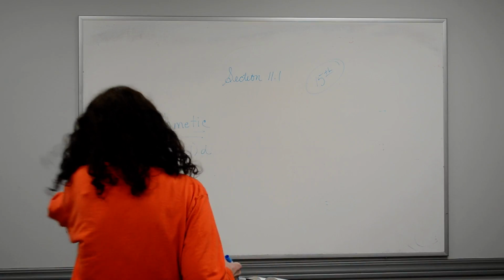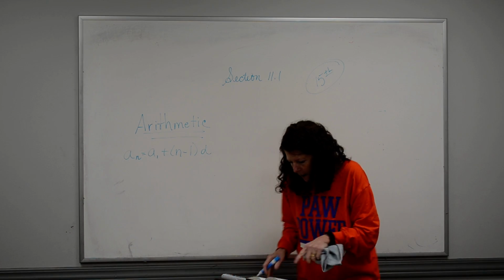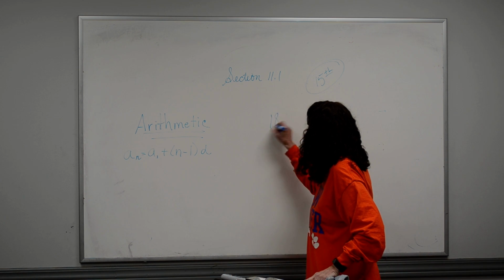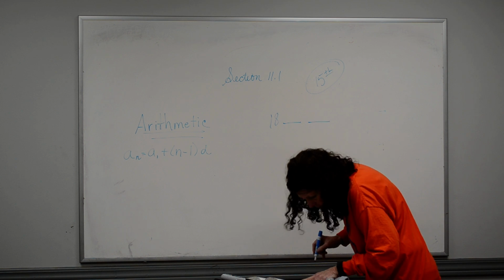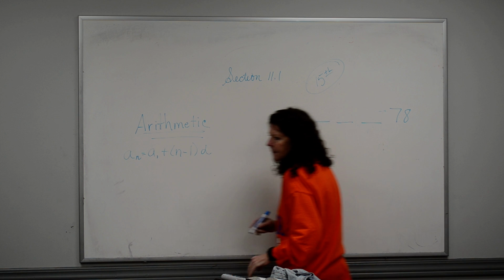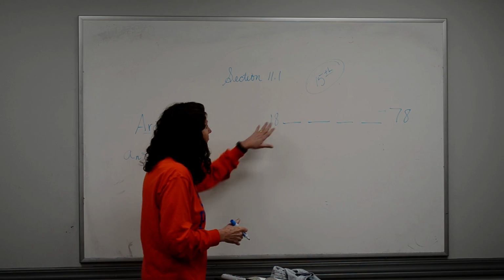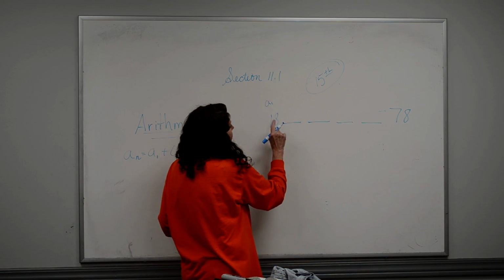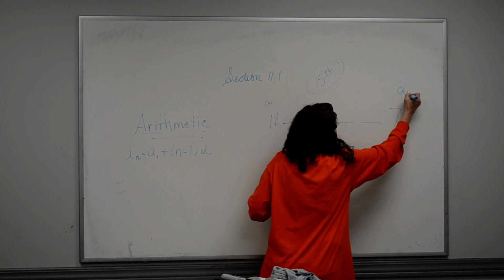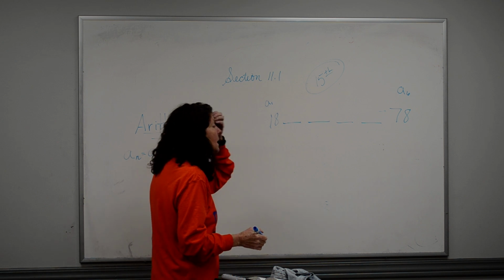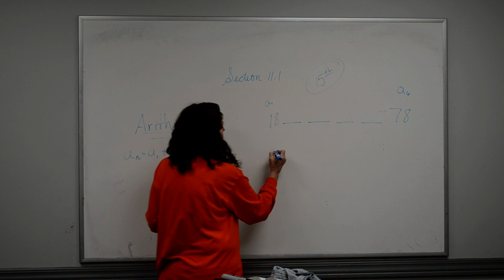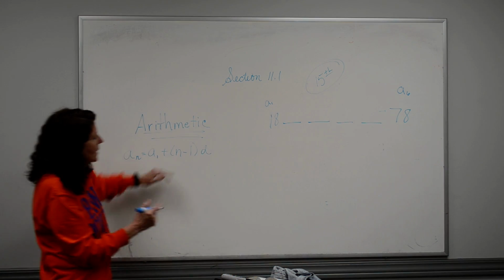Okay, let's say I have an arithmetic sequence kind of like this. 18, blank, blank, blank, blank, 78. And I'm going to fill in all the stuff in the middle. I know what my a sub 1 is, and I know what my a sub 6 term is. So I'm going to solve backwards so that I know what my d is, so I can add all the way through. Again, I'm going to use that equation.